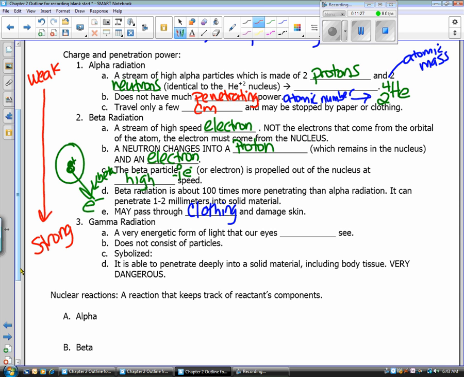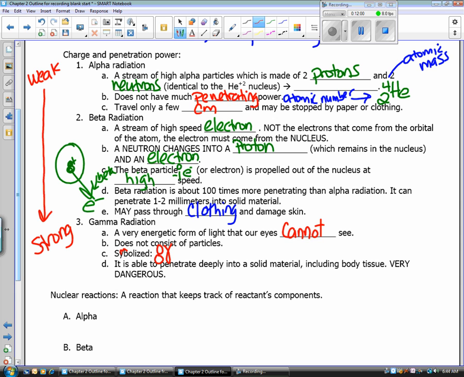Gamma radiation, our third form of radiation. It is a very energetic form. We actually cannot even see it with our eyes. Obviously, we can't see any of these radiations with our eyes, but it's so energetic that it's more like a light, but not the light that you can see. Its speed and its energy is that of light. It does not even consist of particles. It's symbolized by a 0 on the top for its 0 mass, a 0 on the bottom because it doesn't have any charge, and then your gamma symbol.